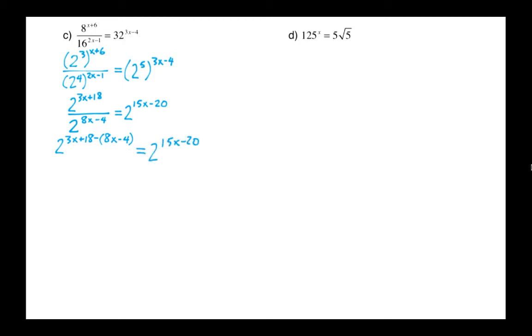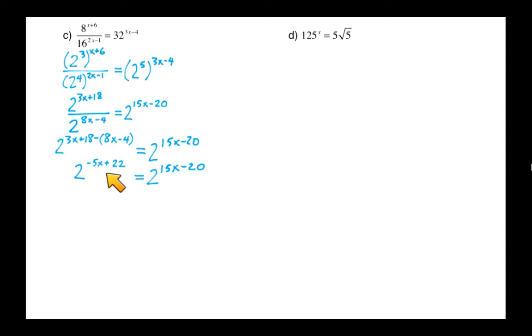It's already simplified. So what I need to do now is just do 3x take away 8x, which would give us negative 5x, and then 18 take away negative 4. So just be careful with your work on integers there. Otherwise, I'm going to have to send you back to grade 8 math. Just kidding, I can't really do that. Anyways, it would be negative 5x plus 22 is the exponent on the left. On the right, we don't have anything changed.